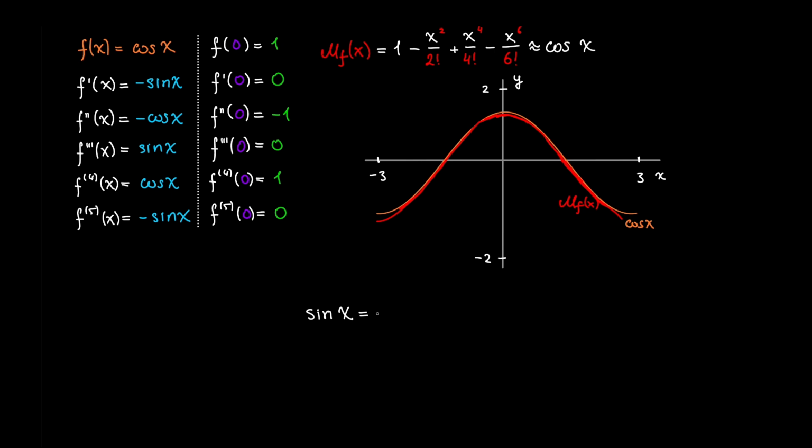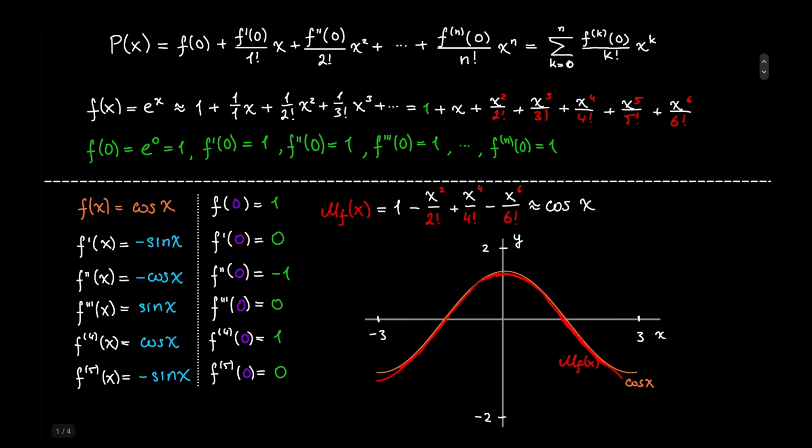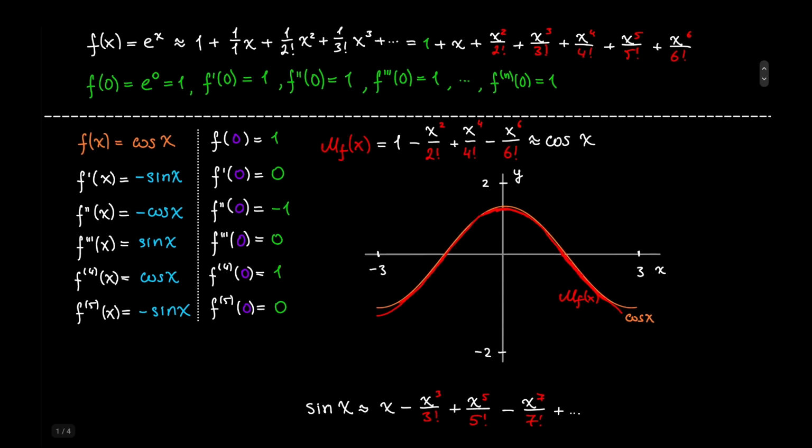So what I mean is that sine of x is approximately equal to x minus x to the power of 3 over 3 factorial plus x to the power of 5 over 5 factorial and minus x to the power of 7 over 7 factorial, and you can already see the pattern and it's going to repeat itself endlessly. So these three Maclaurin series, sine, cosine, and e to the power of x are probably the most common and most useful to know. Also the one that we discussed in the last video, the natural log of 1 plus x.